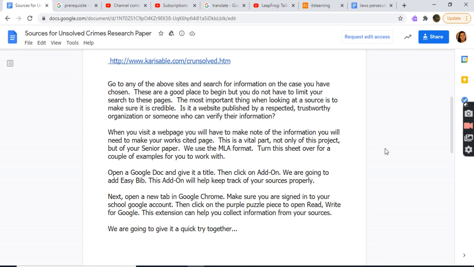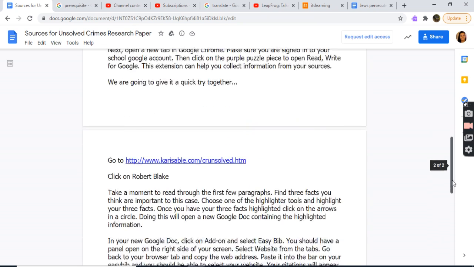Next, open a new tab in Google Chrome. Make sure you are signed into your school Google account. Then click on the purple puzzle piece to open Read&Write for Google. This extension can help you collect the information for your sources. We are going to give it a quick try together.